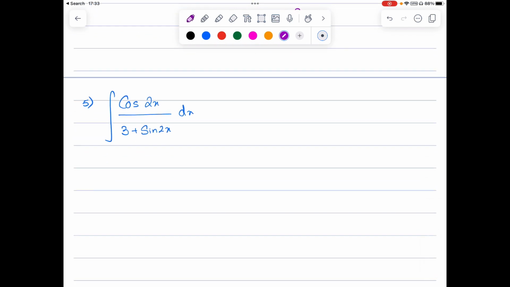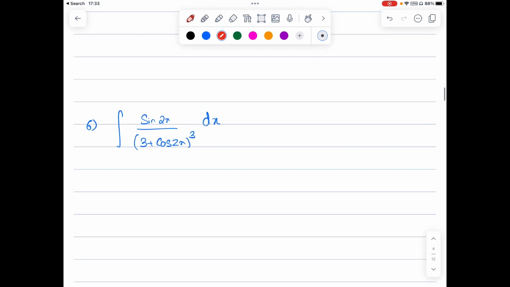Now 3 plus sine 2x. Sine 2x derivative is 2 cos 2x. So 2 is missing. Multiply and divide by 2. So 1 upon 2 ln of 3 plus sine 2x. So take a function in the denominator. Its derivative should be there in the numerator.